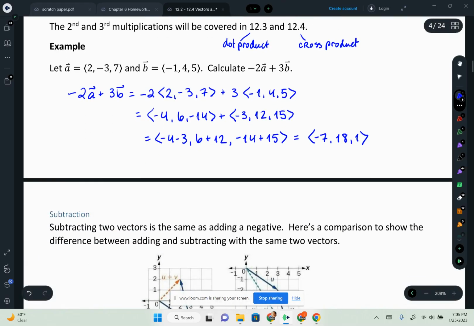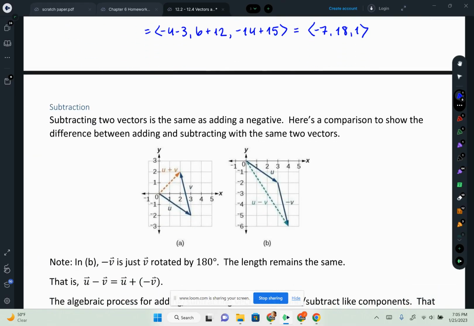Okay? All right, subtraction. We just want to see really what this is geometrically mostly, because subtraction is really the same thing as adding a -1 times something. So it's not a huge leap from addition. So in this first picture here, I have 2 vectors, u and v. Here's my u vector, here's my v vector. And the first picture is showing the addition of u and v. So u is in its position vector form. V has its tail sitting at the head of u. And then the resultant vector u plus v is this red dashed line.